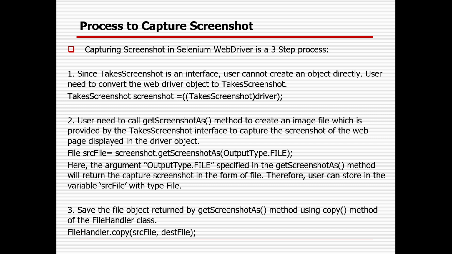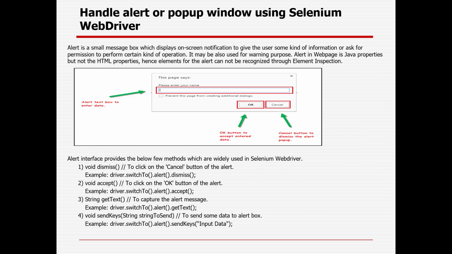So, screenshot capturing is a three-step process. You need to first create an object for the TakesScreenshot interface. Then you can store the result in the source file, and then you can copy that source file to the destination file. You can also create a static method for the screenshot, so that you can call it any number of times and capture the screenshot any number of times as well.